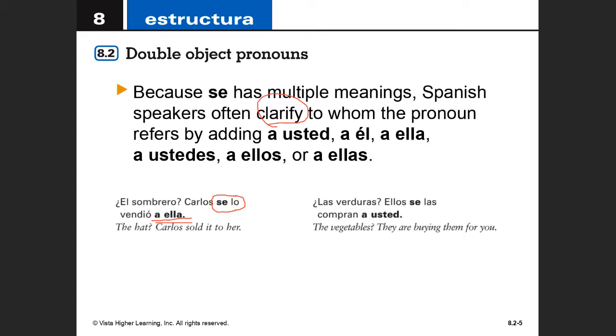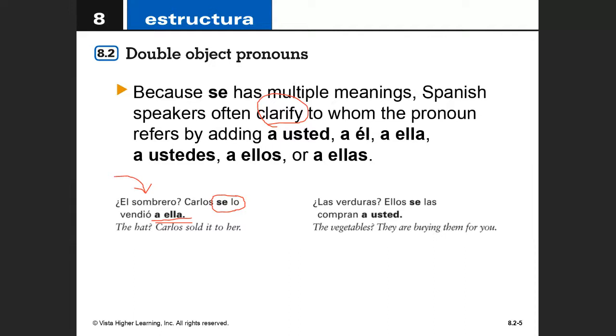We want to make a point. So for example, in here we're talking about the hat. What happened to the hat? Let's look. El sombrero, Carlos se lo vendió a ella. So a little bit gossipy, right? Carlos se lo vendió a ella. Like you're making a point. Like he could have sold it to someone else, but he sold it to her.